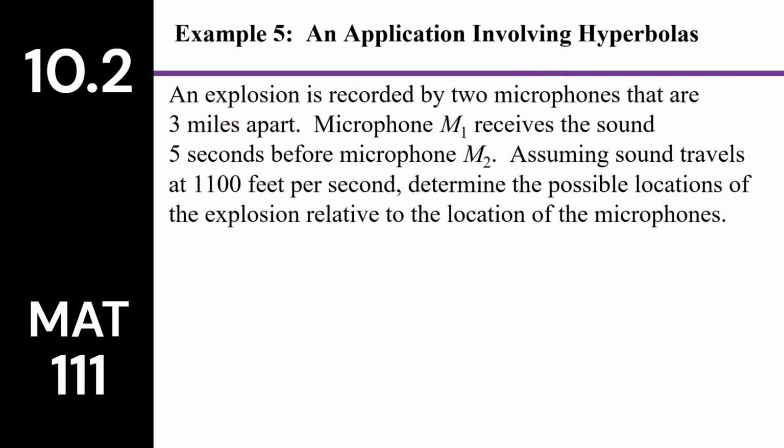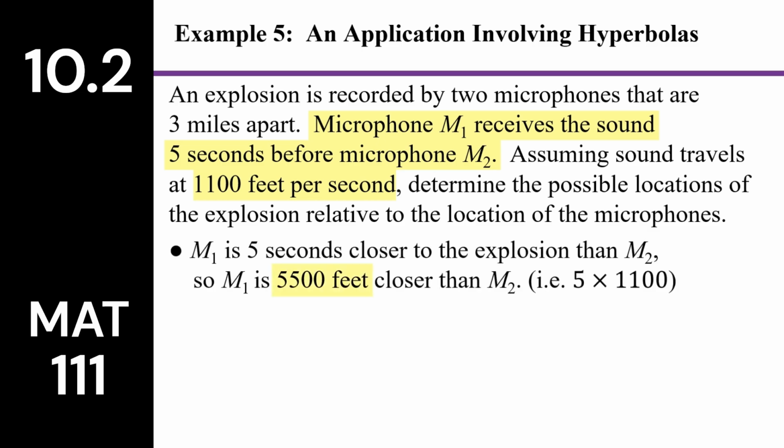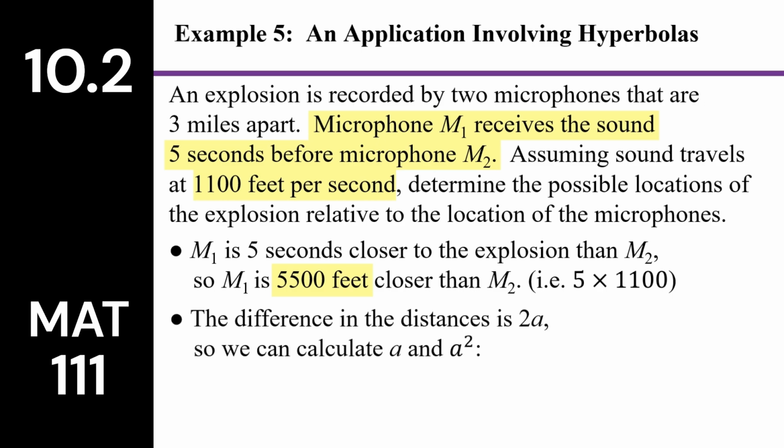Now let's consider the fact that M1 receives the sound 5 seconds before M2. Since the sound travels at 1,100 feet per second, we can multiply 5 times 1,100 to determine that M1 is 5,500 feet closer to the explosion than M2. The difference in the distances is 2a, so we can calculate a and a squared. 2a equals the 5,500 foot difference. We divide both sides by 2 to get a, then we square both sides to find a squared is 7,562,500.